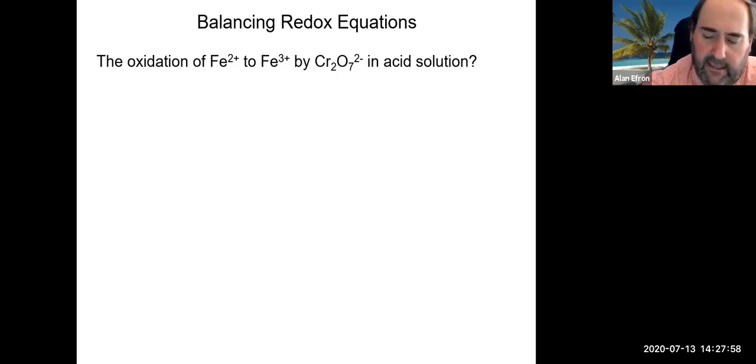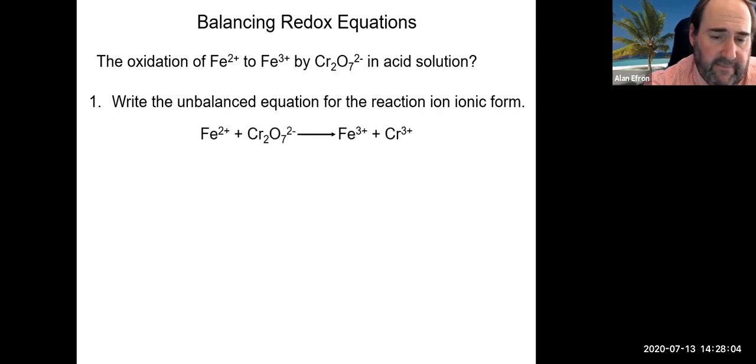So for example, let's take a look at this redox reaction here, and we're going to balance it in acidic solution. So this is our unbalanced equation here. And usually the first thing that you want to do is perhaps figure out what is happening in terms of who is being oxidized, who is being reduced. And again, here we can use our oxidation numbers to help us with that.